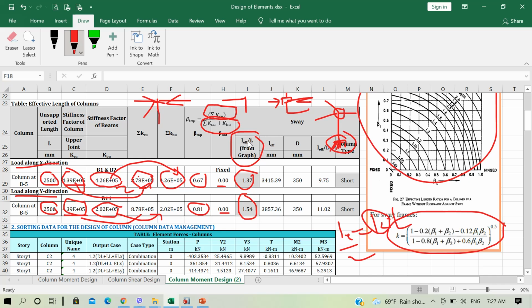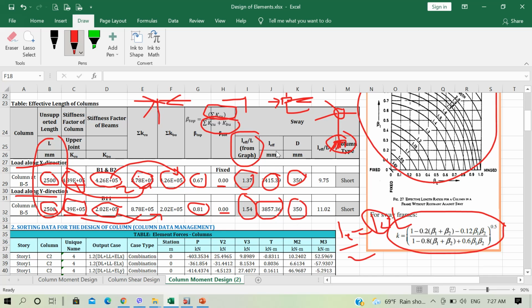Now we have the value of L effective by L. We have the value of L also in this column here. We can use these two values to get the value of effective length. 1.37 into 2500, 1.54 into 2500. Now we have our value of D here, 350.